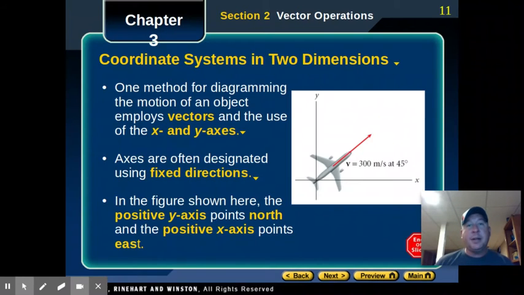So what we need to consider is that the north position of the y-axis would be positive, as well as the x-axis to the east. And it's going to be the opposite for the y-axis to the south and the x-axis to the west. We've seen this in chapter 2, where we determine signage, positive or negative, to determine overall direction. So we're going to continue that practice here.